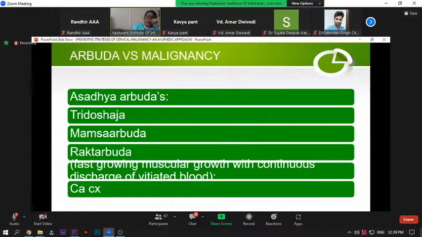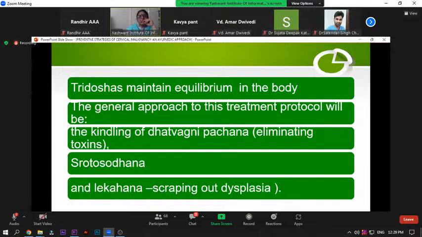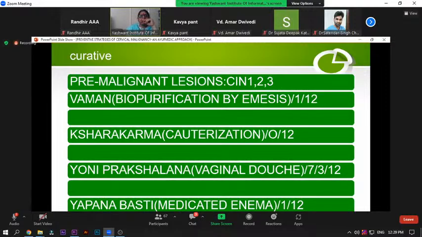So Arbuda versus malignancy, how can we understand this? Already discussed Asadhya Arbudas: Tridoshaja, Mamsaja Arbuda, Rakta Arbuda, fast growing, which can be related to cancer cervix. These three doshas maintain the equilibrium in the body. So the general approach to this treatment protocol will be the kindling of Tatvagni, Pachana, Shroto Shodhana and Lekhana, that is scraping-out treatment for the dysplasia.